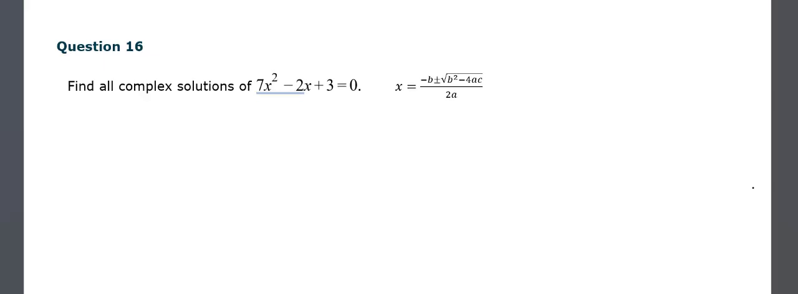Now our next problem, it says find all the complex solutions. So remember, when we were talking about complex numbers, we know that i equals the square root of negative 1. So a negative underneath the radical sign is acceptable because we're talking about complex numbers. Under the set of real numbers, there'd be no solution if there was a negative. So the process is the same.